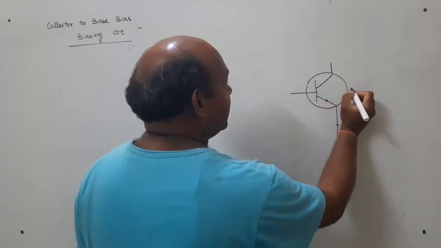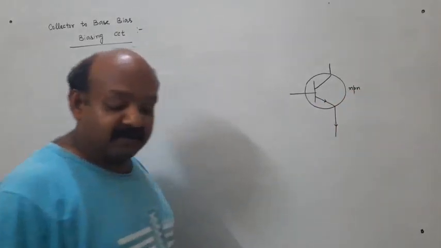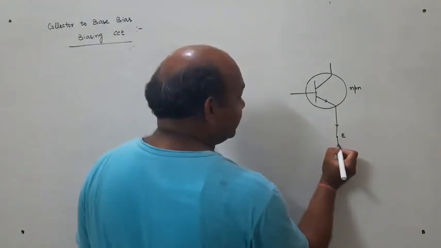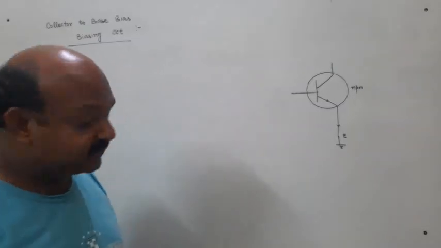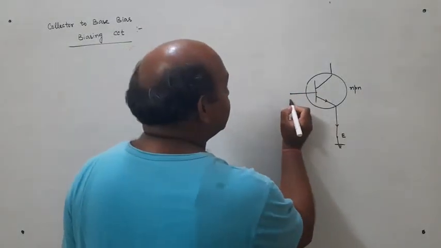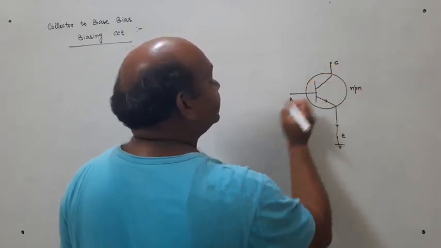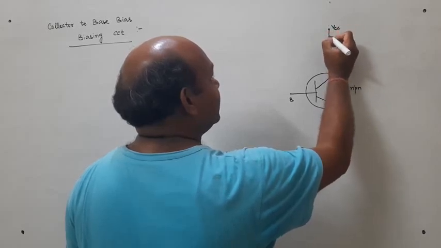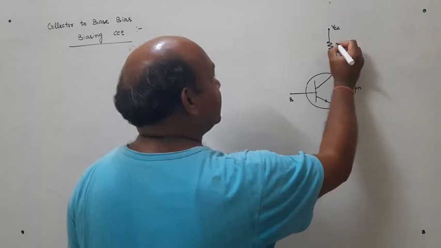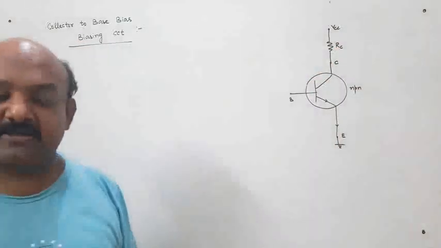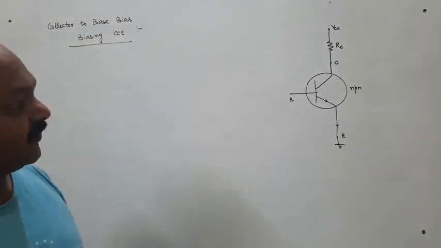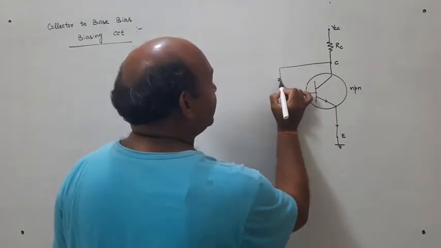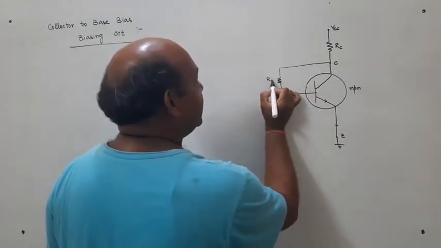For a common emitter NPN transistor, the circuit is as follows. Emitter is earth, this is base, this is collector, and here we have a VCC battery. This is the biasing battery connected here. RC is the resistance connected to the collector, and here we connect the base resistance.